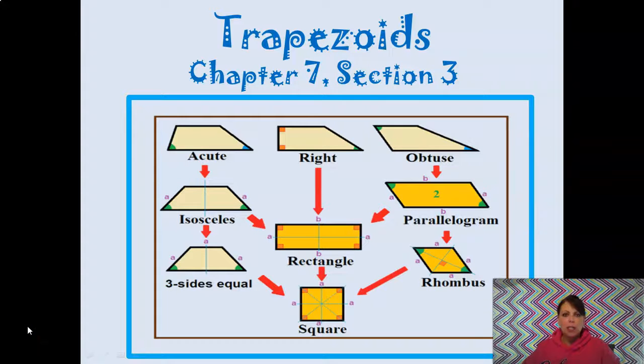Hi guys, we're in chapter 7, section 3. We're talking about trapezoids and kites today. I don't have a kite picture up here, but we're going to look at it in the workbook. So if you have your workbook handy, you're going to want to get it out. And we start on page 399 today.